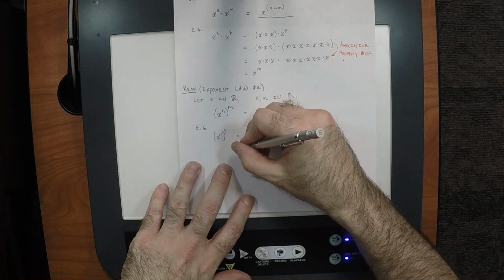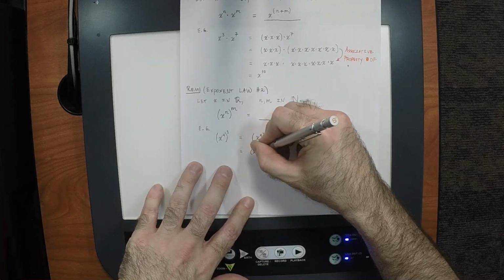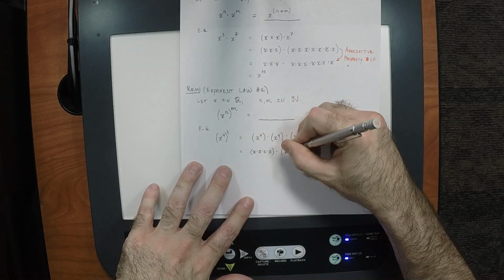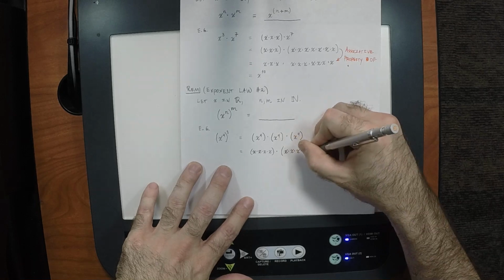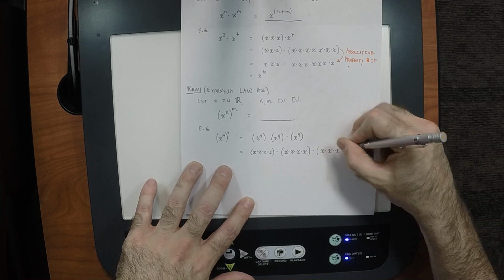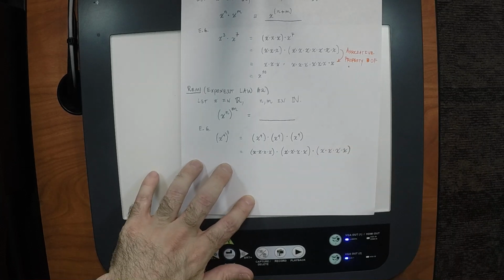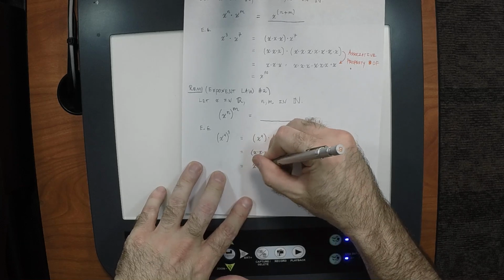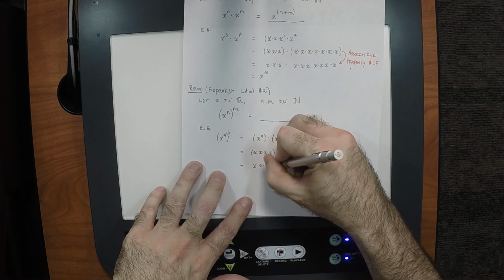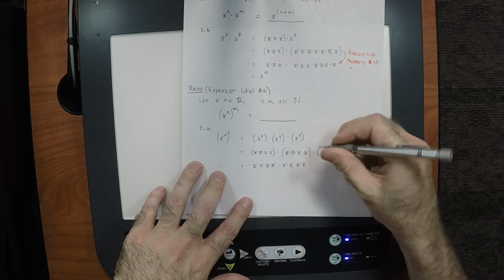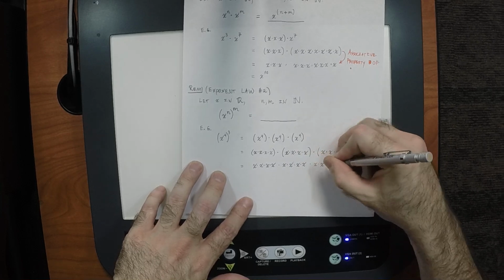All right. So then that'll be x times x times x times x in the first group, and then multiplied by x times x times x times x in the second group, and then multiplied by x times x times x times x in the last group. And then we can get rid of the parentheses with what? Associative law. So this will be x, x, x, x. Four more of them.